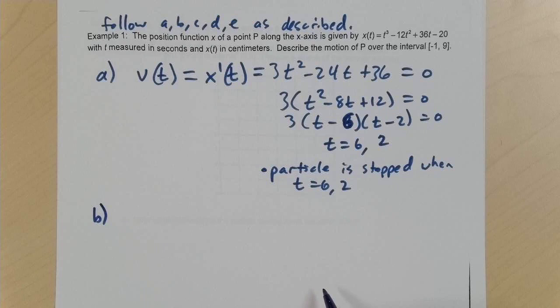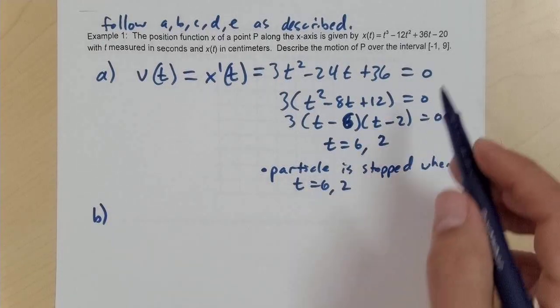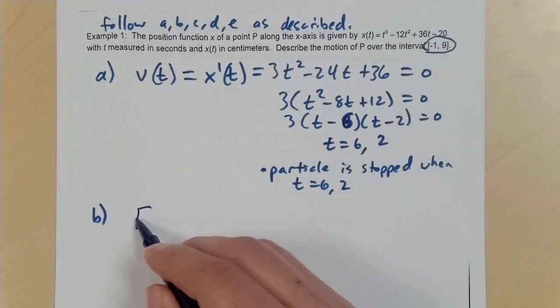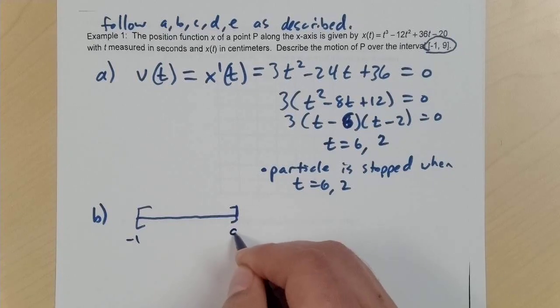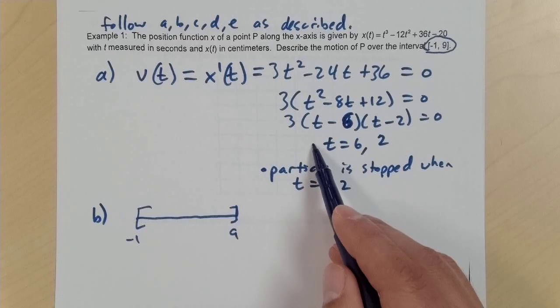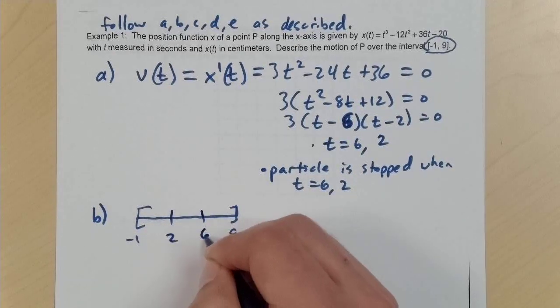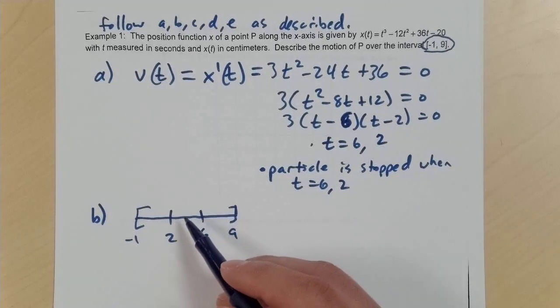Part B. When is this moving left? When is it moving right? Let's take a look at our interval. We're going from -1 to 9. And these values that we have up here are the same values that we would get when finding critical numbers, because we set the derivative equal to 0. We found two values, so that's exactly what we do to find critical numbers.